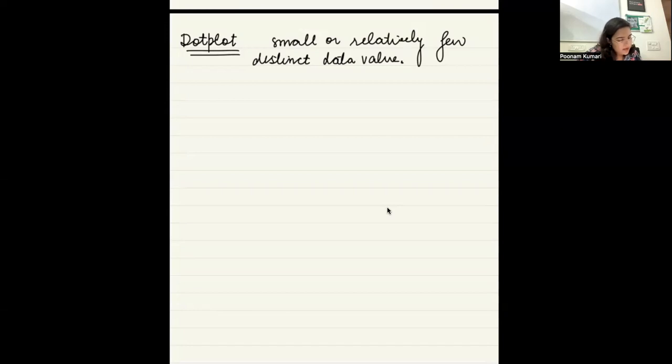And what kind of information will it tell you? What is the location of the data, how much is it spread. Spread meaning how far apart the data is. And then what are the extreme points, and how much gap there is between data. So all these things you get to know using this.